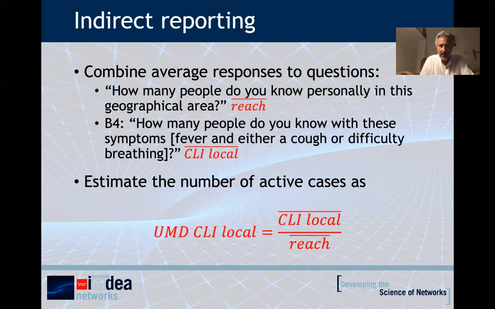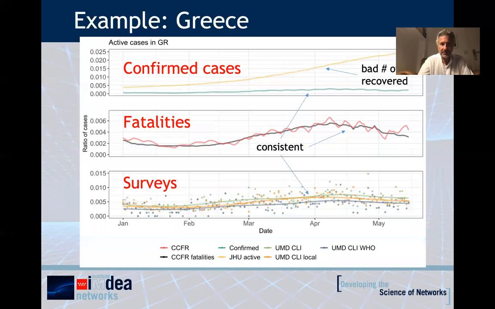Then we also estimate based on indirect reporting questions. For that, we look at how many people a certain person on average knows, and how many of those people are declared to have a certain combination of symptoms. These are the average reach and the average CLA local, and the estimate of the percentage of the population that is infected or active is just the ratio between those two parameters.